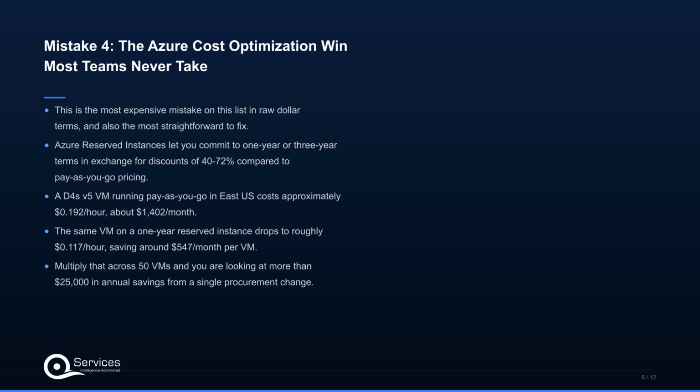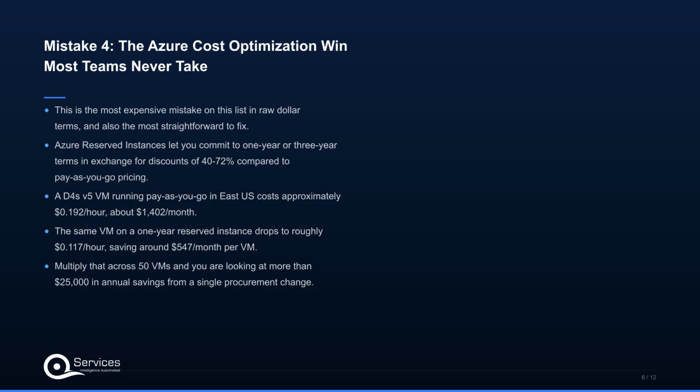A D4s v5 VM running pay-as-you-go in East US costs approximately $0.192 per hour, about $1,402 per month. The same VM on a 1-year reserved instance drops to roughly $0.117 per hour, saving around $547 per month per VM. Multiply that across 50 VMs and you are looking at more than $25,000 in annual savings from a single procurement change. Most mid-market environments we audit have fewer than 20% of their steady-state compute covered by reservations.